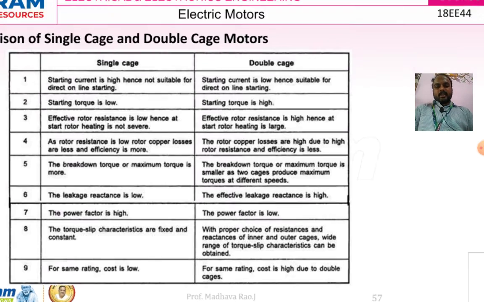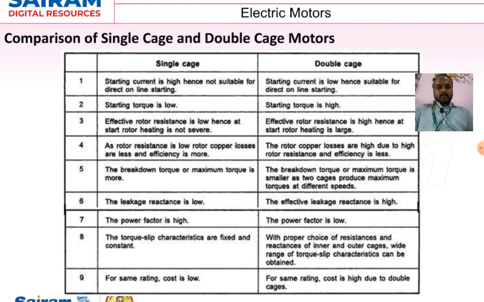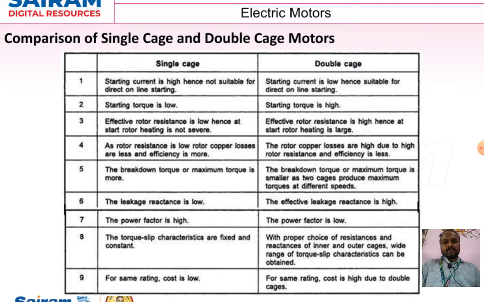So in this comparison of single case and double case, the first point: in single case, starting current is high, hence not suitable for direct online starting. Since the resistance of the rotor is less, the starting current will be high, so we cannot start with direct online starting.